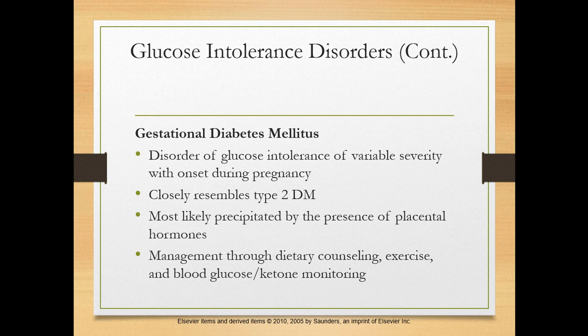Now, gestational diabetes is defined as diabetes that develops when the mom is pregnant. It's a disorder of glucose intolerance of variable severity with the onset during pregnancy. This closely resembles type 2. I would know that it is most likely precipitated by the presence of placental hormones. The management is definitely through dietary counseling, exercise, and blood glucose and ketone monitoring.